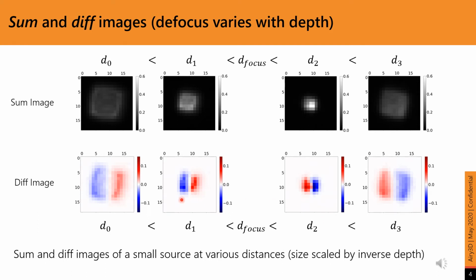We show the diff images in the second row. Observe the two hemispheres in the diff images. For the pre-focus distances, the left hemisphere has a negative response and the right a positive one, while for the post-focus distances, the negative response is to the right and the positive to the left. Thus, as we move from pre-focus to post-focus, the two hemispheres of the diff response flip sign as a result of the flip in the diff kernel.